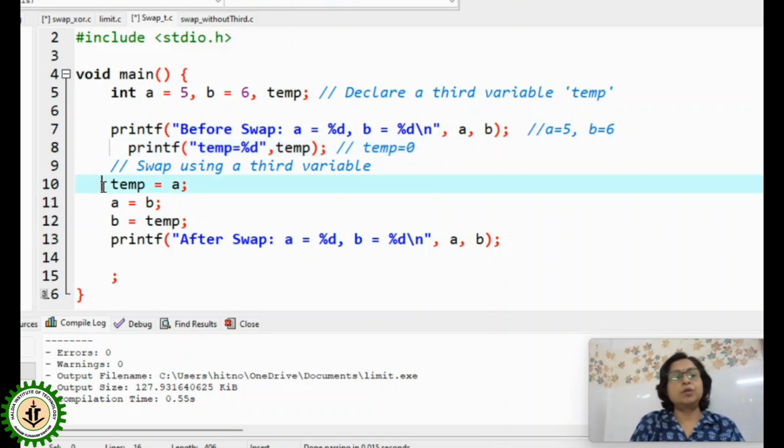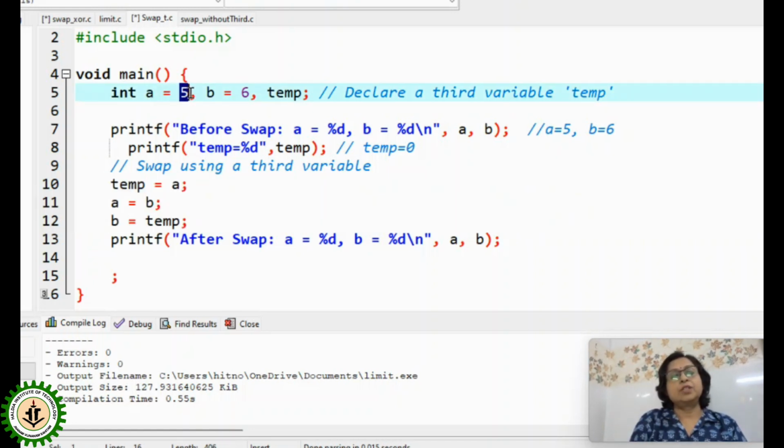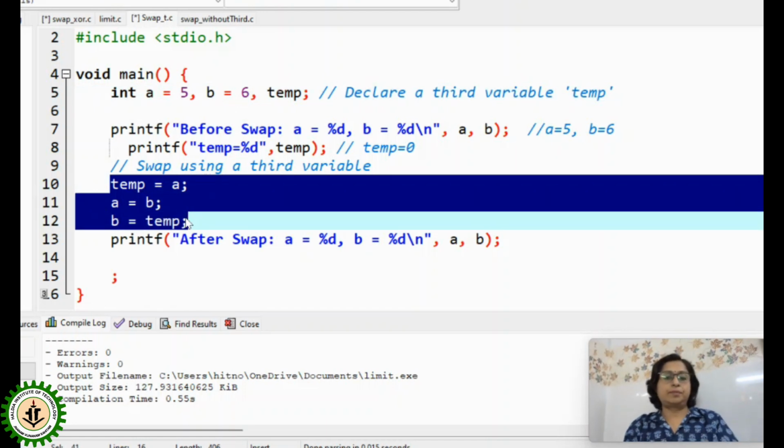Now let us go through the three major steps for swapping the two values. Swapping means interchange. Initially A was having 5 and B was having 6. But after swapping, what do we expect? A will have the value 6 and B will have the value 5. For doing that, we come to these three steps.